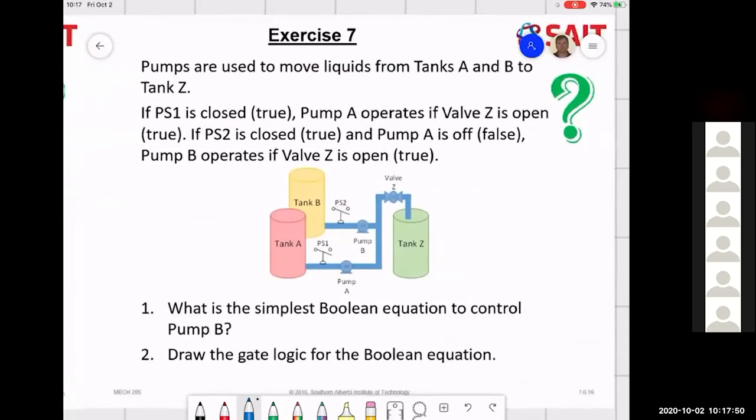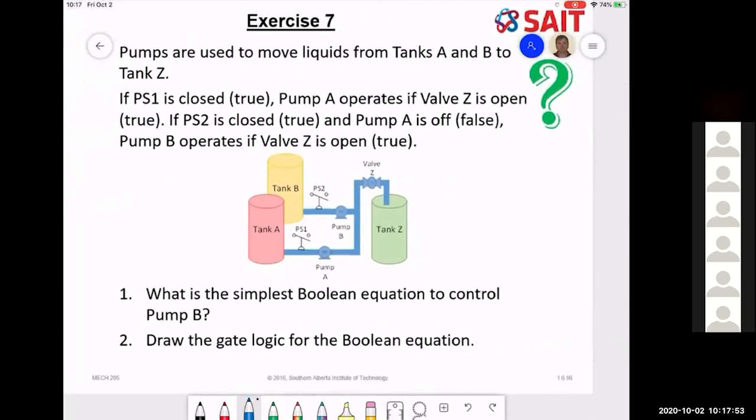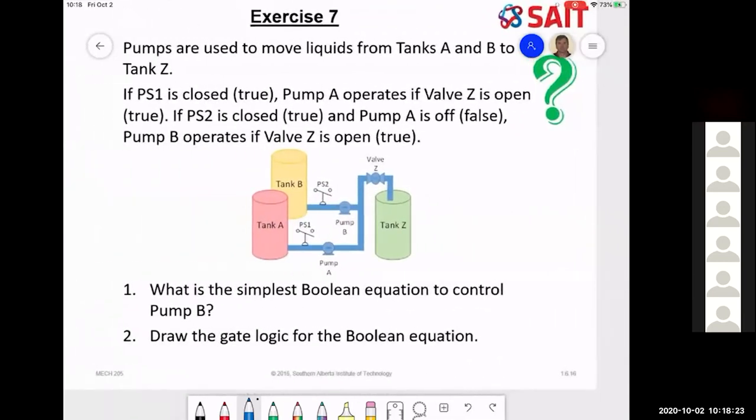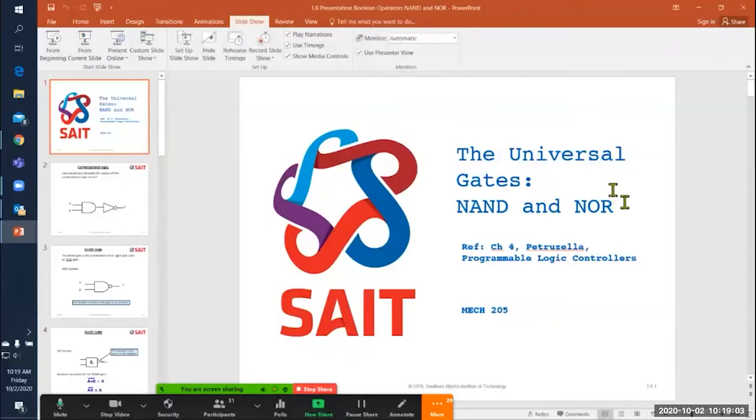The next exercise I'm going to leave for you. It will take a bit of time to work through, but it's the same sort of process that we used for the work exercise we've already done from the tank farm. Read it, understand it, read each sentence very carefully, identify the inputs, identify the outputs, create the Boolean, simplify the Boolean, and then draw the gate logic. I'll leave that for you to do on your own. I'm going to move quickly into the next one so we get this done on time.